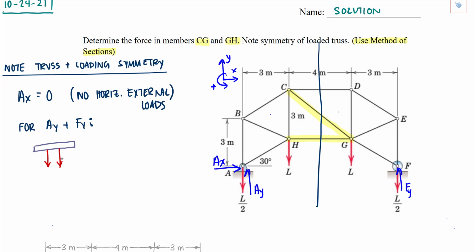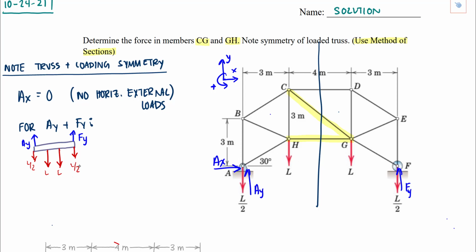So we have two large forces here, we have two small forces here, and then we have two reaction forces here. We'll call this AY, we'll call this FY. We know that this is L over 2, L over 2. I'm using this beam to replicate just a zoomed out picture of this truss here. And we see that I can take a moment at A, solve for F, take a moment at F, solve for A. I can take one moment and use one force equilibrium equation.